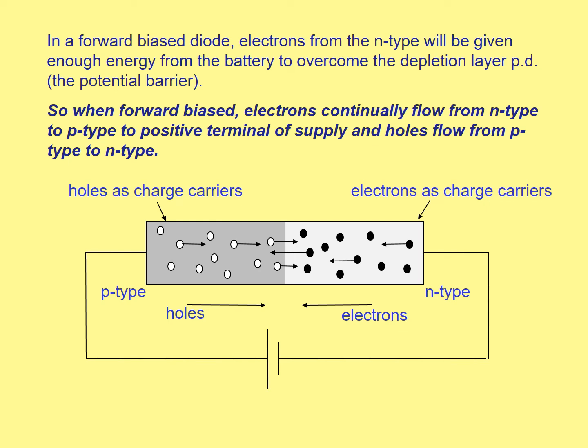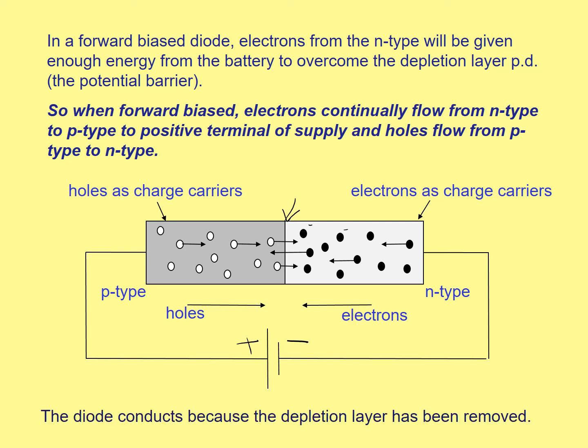Here we have the negative terminal of the supply, the positive terminal of the supply. These electrons really want to be to the positive because they're negatively charged. Each of these electrons have a negative charge. We give those negative electrons energy to cross the potential barrier, effectively squashing it. So we can see there is no potential barrier here anymore because we've squashed it down by forward biasing. And then the electrons drift towards the positive terminal of the supply, and the holes drift towards the negative terminal of the supply. The diode conducts because that depletion layer has effectively been removed.